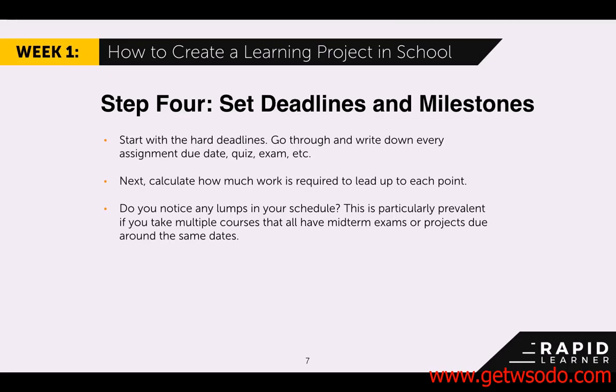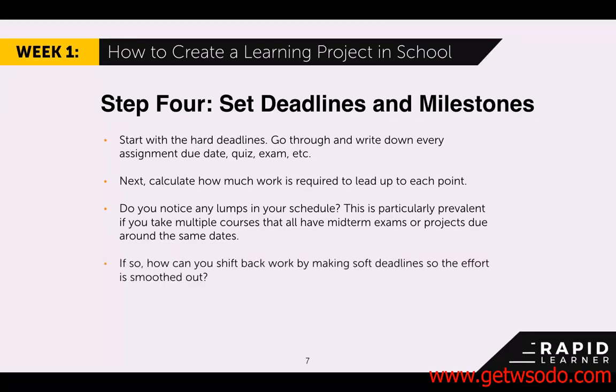What do you do about this? This can happen in many different classes, and it's usually just because there's a natural rhythm to a course where you want to have some kind of test in the middle and some kind of test at the end. And so this is just how it piles up because you're doing the classes in the same time frame. Now what you can do about this is you can shift back work by making soft deadlines so the effort is smoothed out. So as I gave my example, let's say you have those 5 midterms.